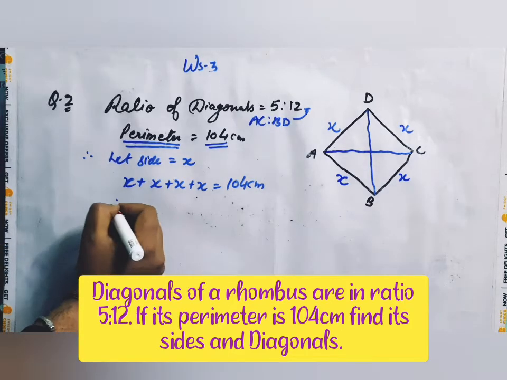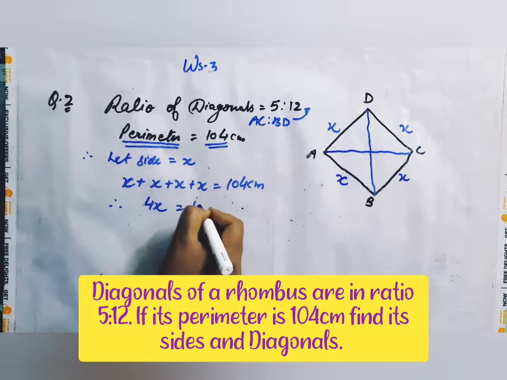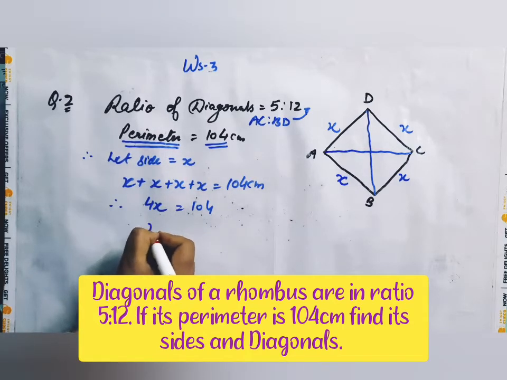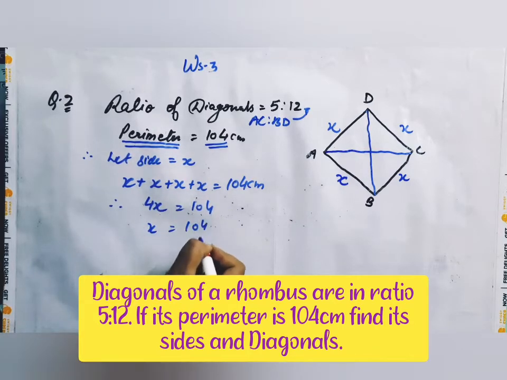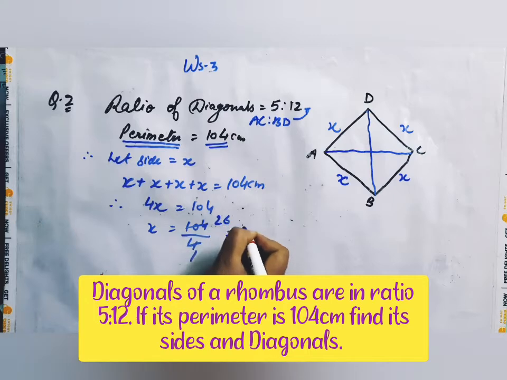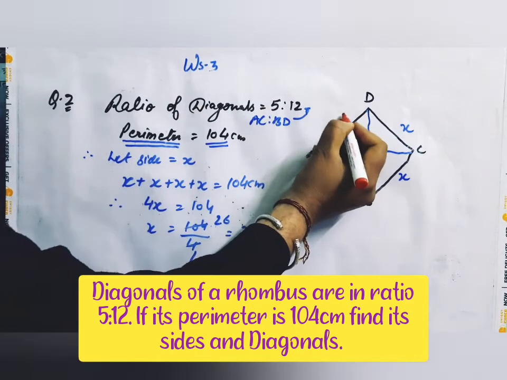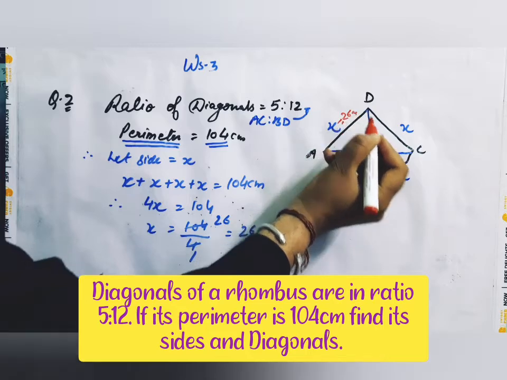Therefore, 4x equals 104 and x will be 104 upon 4, which is equal to 26 centimeter (4 ones are 4, 4 twos are 8, 4 sixes are 24). This means the length of each side is equal to 26 centimeter.